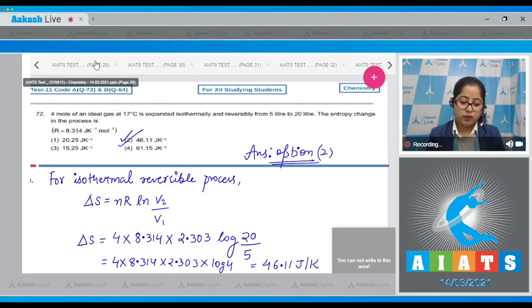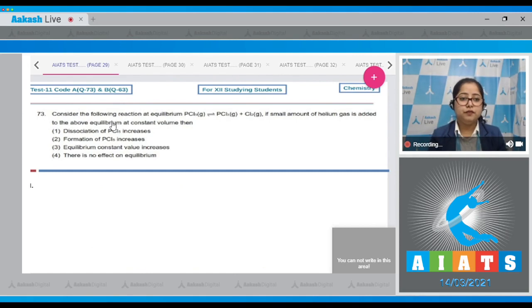Moving to the next question, which is 73. Let's read it. Consider the following reaction at equilibrium, that is PCl5 gives PCl3 plus Cl2. If a small amount of helium gas is added to the above equilibrium at constant volume, then. Students, first of all, this is a very easy question. We need to know that if inert gas is added to the equilibrium mixture at constant volume, then there is no effect on the equilibrium. That means the correct answer is option number 4.